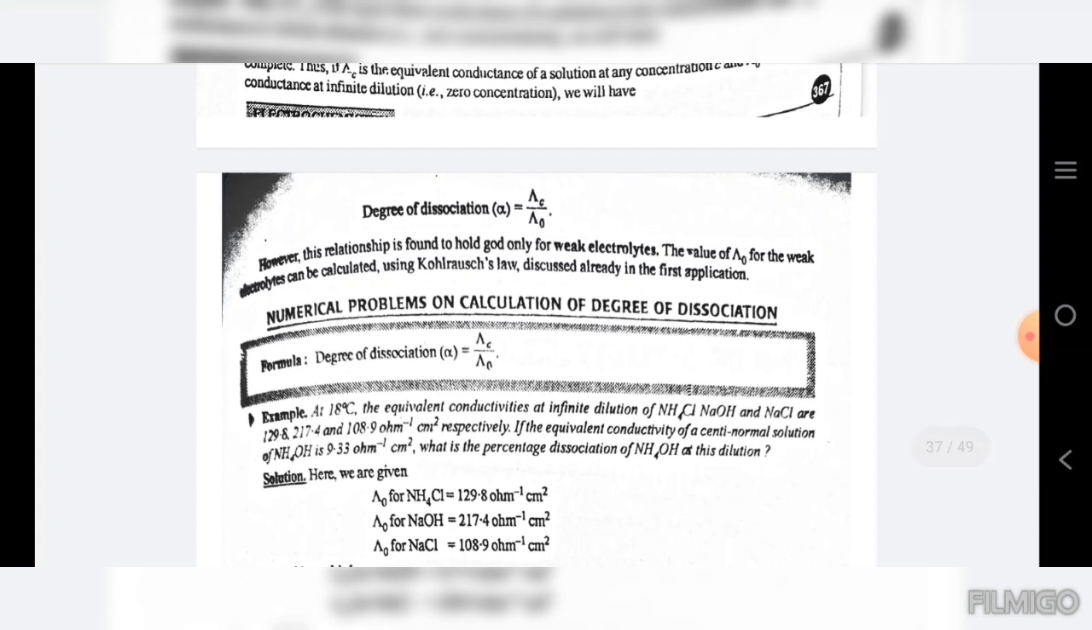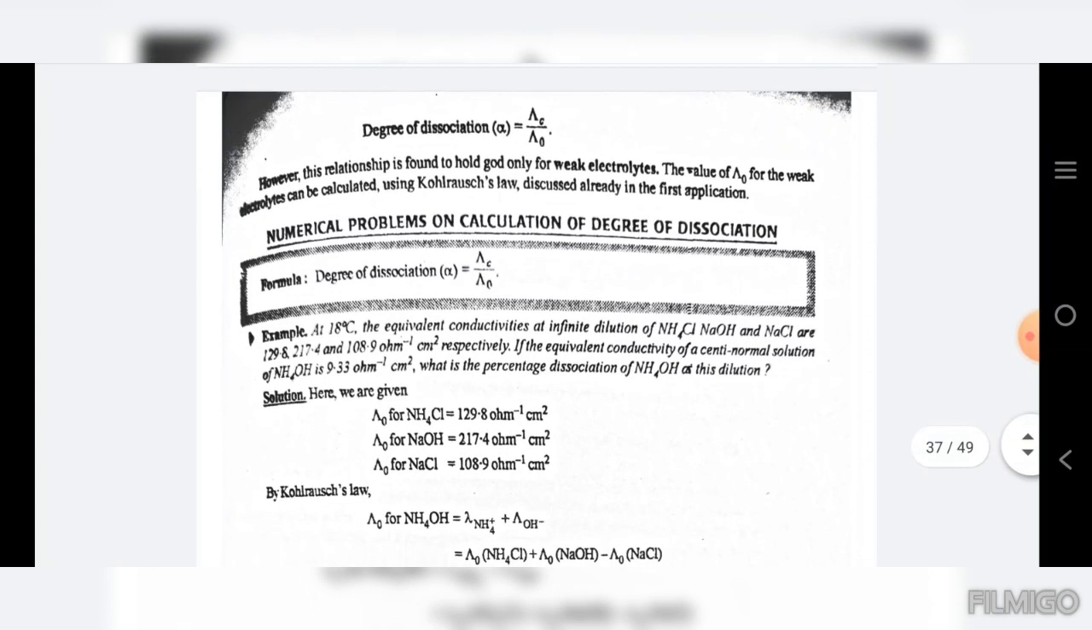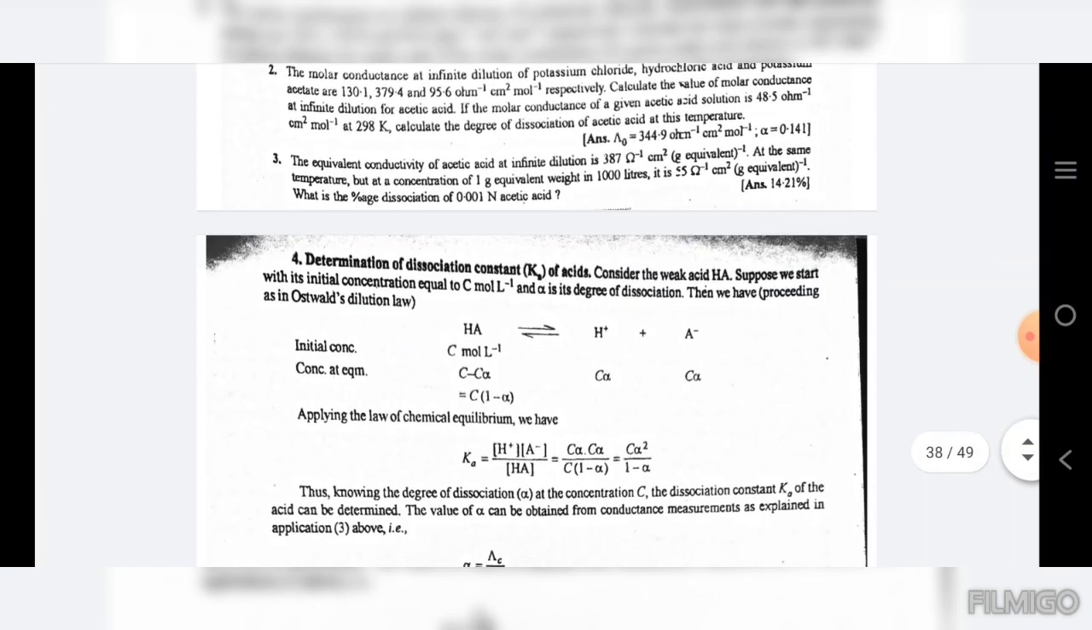However, the relationship is found to hold good only for weak electrolytes. The Λ∞ value for the weak electrolytes can be calculated using Kohlrausch's law discussed already in the first application. You can see some problem and numerical questions.